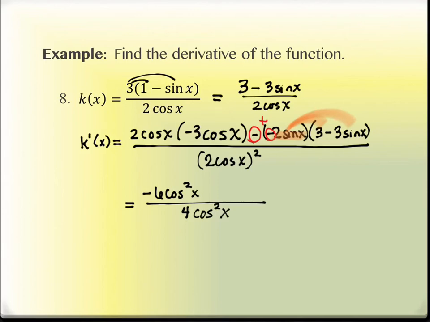So I have positive 2 sine x times 3. So that's positive 6 sine x. And then I have the 2 sine x times negative 3, so that's negative 6. And I have sine x times sine x, so I've got sine squared of x. Okay, so the multiplication part, all the pieces, all the signs.